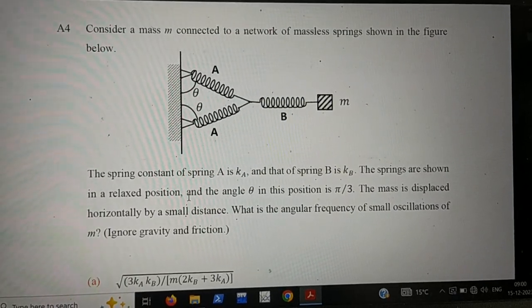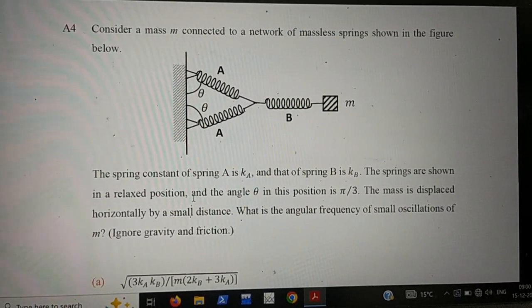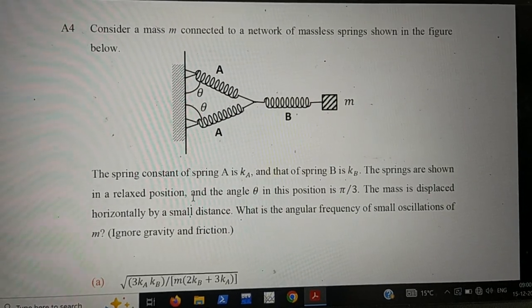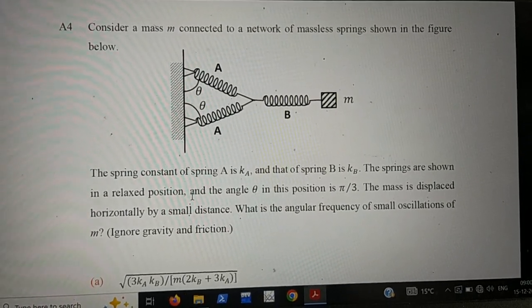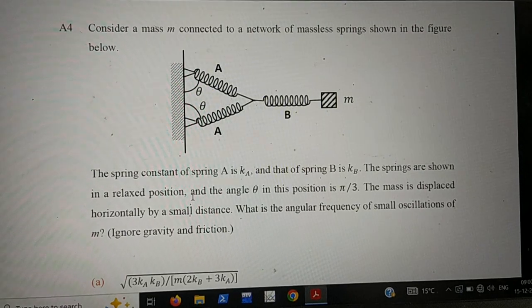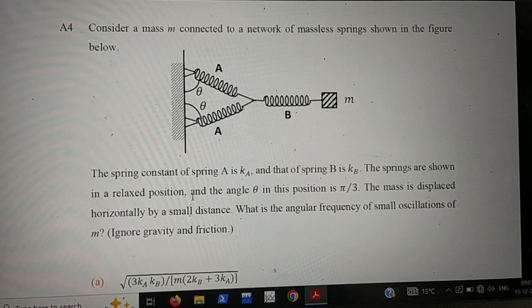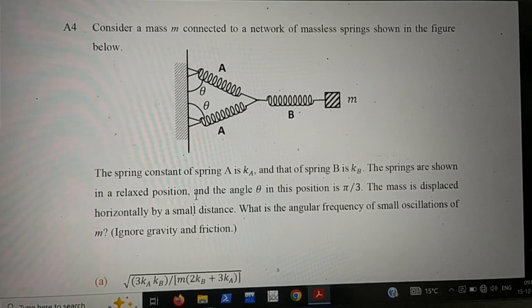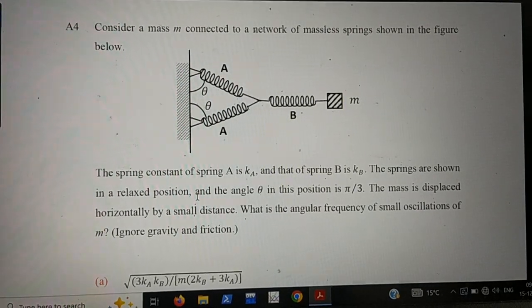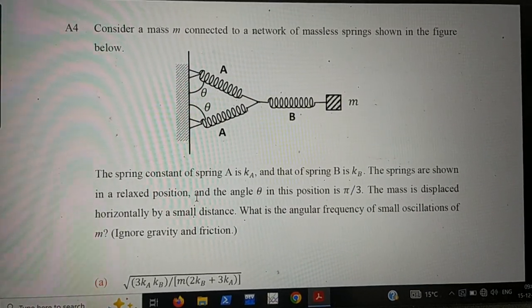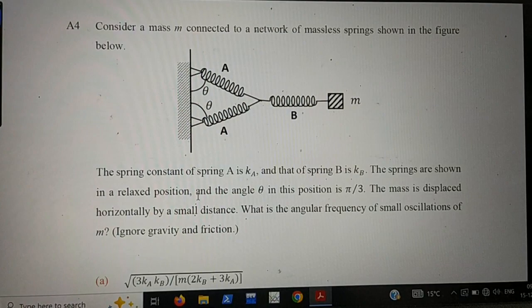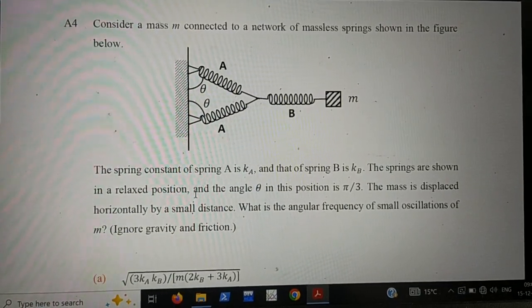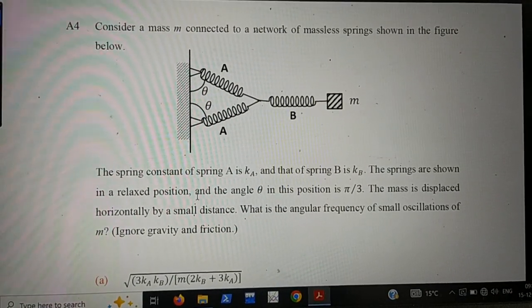Now come to question 4. This is a very good question. There are three springs attached to each other with angle theta, and another one attached to them horizontally. Now you are given a small horizontal displacement along the x-axis. What is the angular frequency of the small oscillation of mass m?